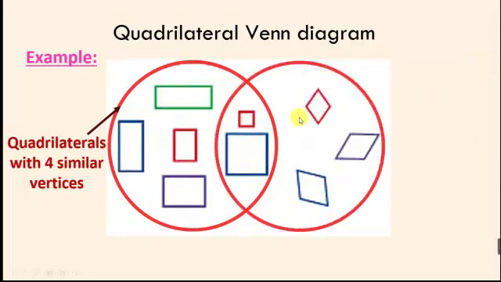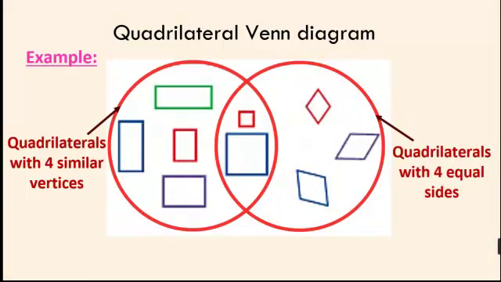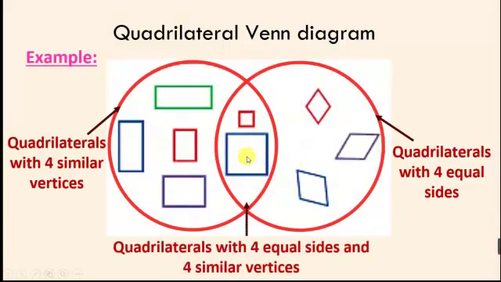What can we say about the shapes in the second circle? They are all quadrilaterals but with equal sides. As you can see here, all sides are equal. So the first circle has quadrilaterals with similar vertices, and here quadrilaterals with four equal sides. What about the intersection area between them? I have squares. A square has four similar vertices, and it also has four equal sides. So it takes the properties of this category and also of this category. They are the common shapes between the quadrilaterals with four similar vertices and the quadrilaterals with four equal sides.